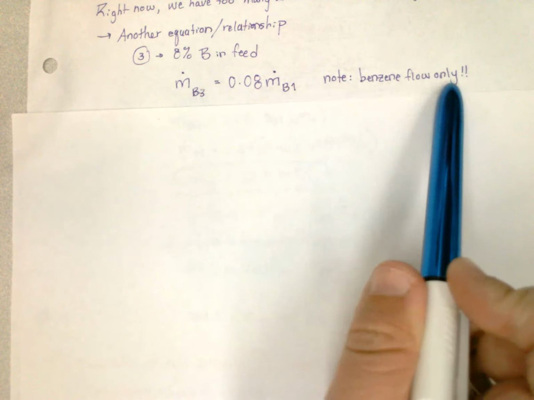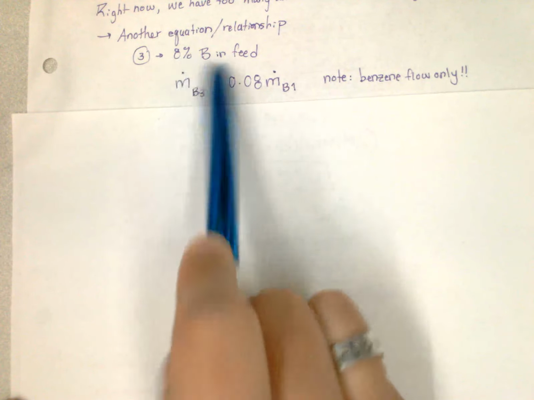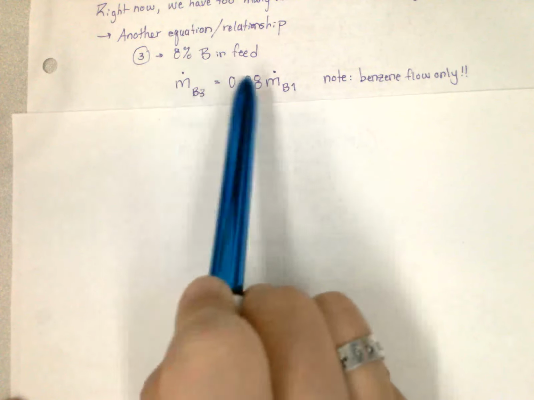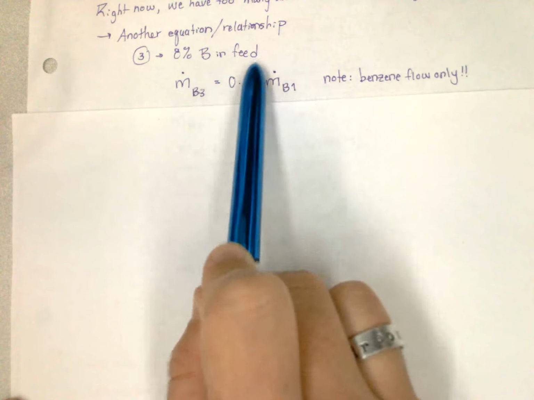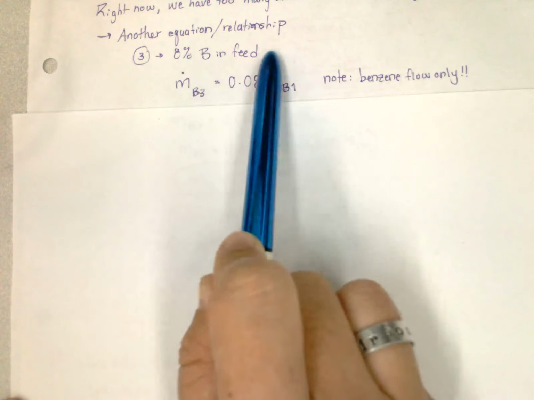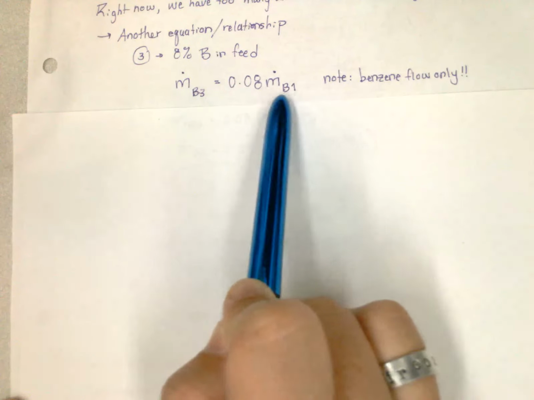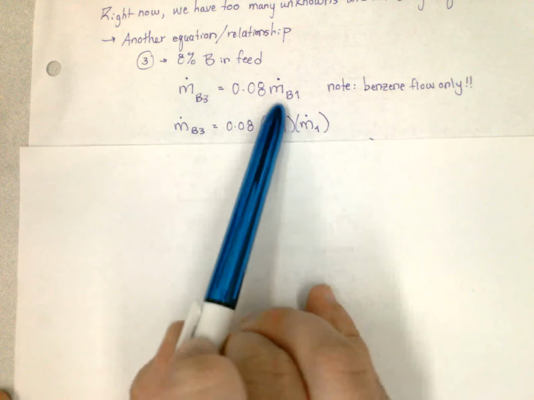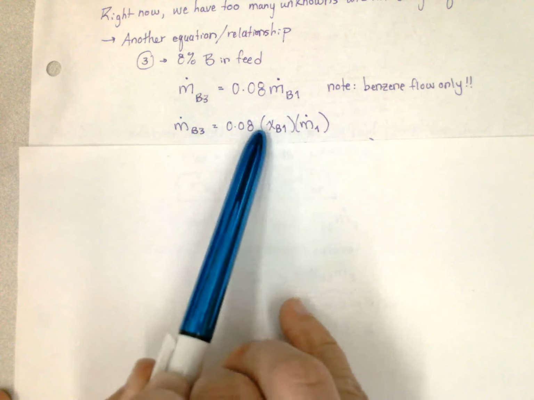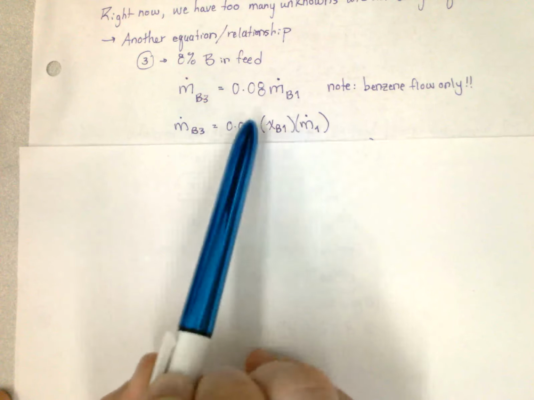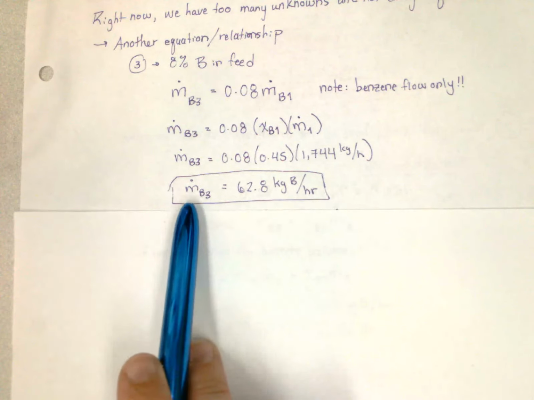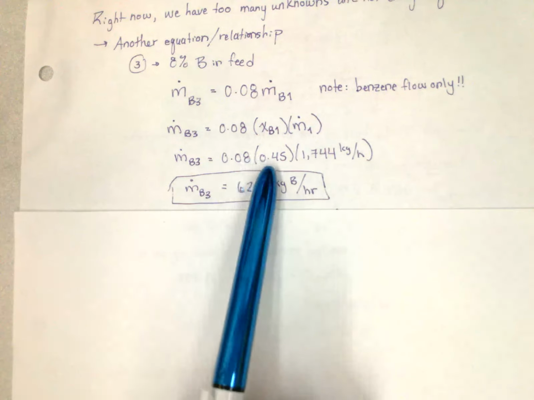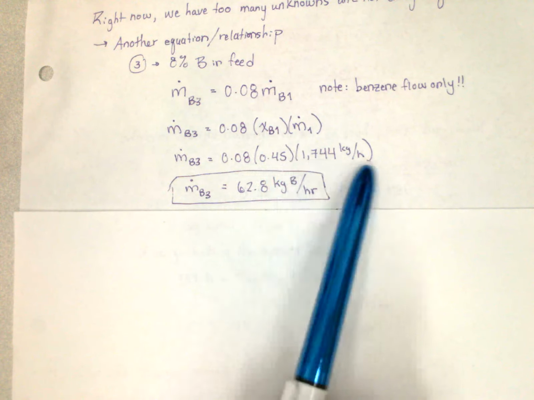So what's important about this is we're only talking about benzene flow. So what this is saying is that the benzene in stream 3 is 8% of the benzene in stream 1, not the total of 1. So we need to be careful of our substrates. This is only the benzene in stream 1. Now, lucky us, we know that the mass flow of benzene in 1 is equal to the composition times the total flow. And we actually know both of these variables. So we know that the mass of benzene in the third stream is going to be 8% of the composition, which is 45% times the total flow rate.